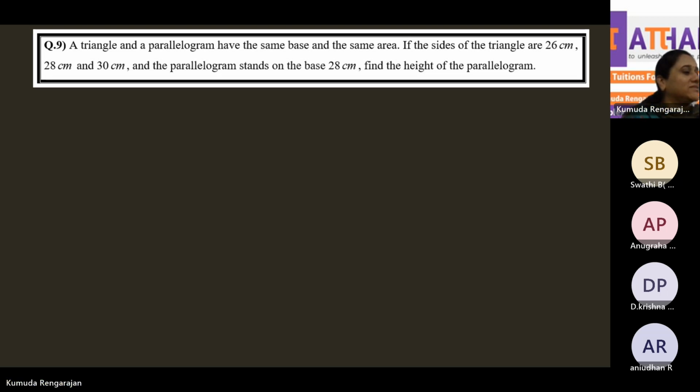Very good. Very good. Looks like Laksha has got the correct answer. 336. 336. Very good. 336. Just see why your friends are struggling.